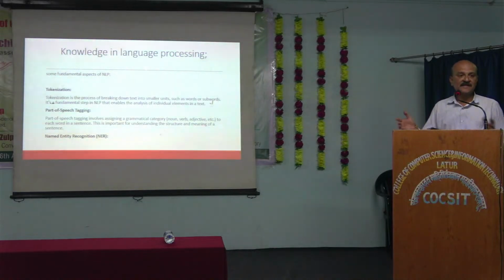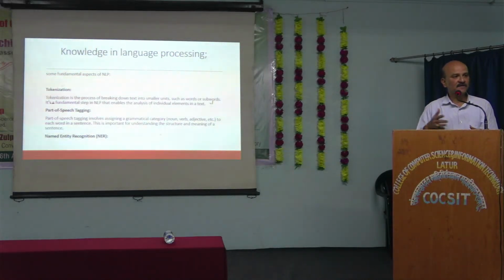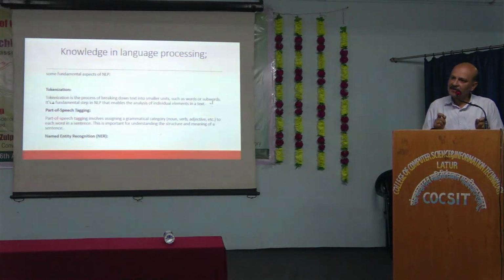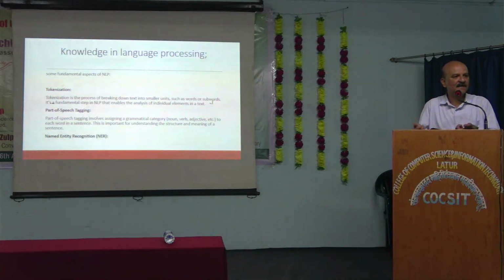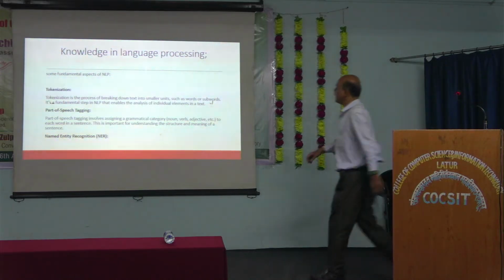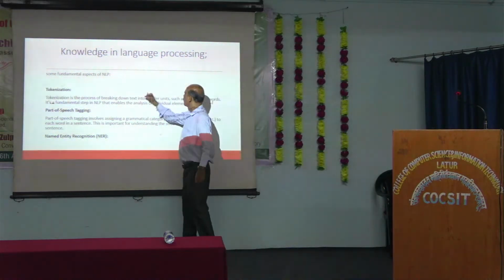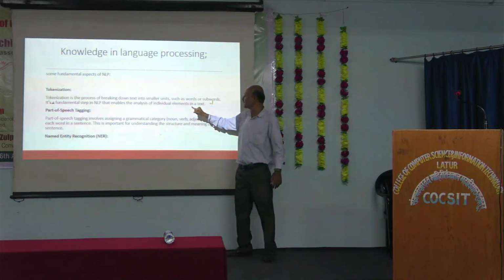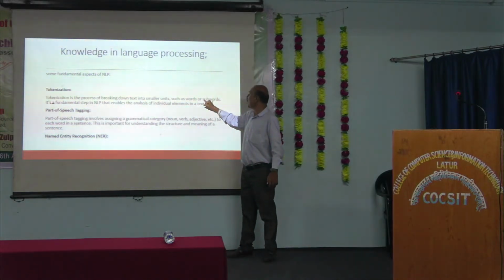Suppose I say the sentence: John is going to school. Now I break John separately, is separately, going separately, and school separately. This is word tokenization. Previously, I broke only J, O, H, N. It was character-level tokenization. So whatever I am speaking, we break text down into smaller units, such as a word or subword.